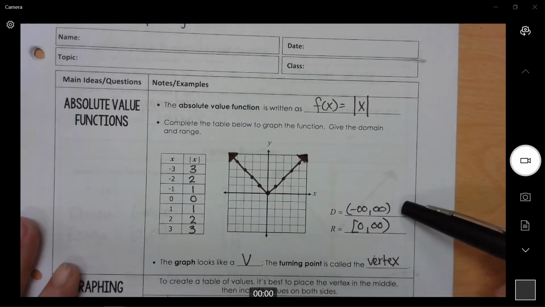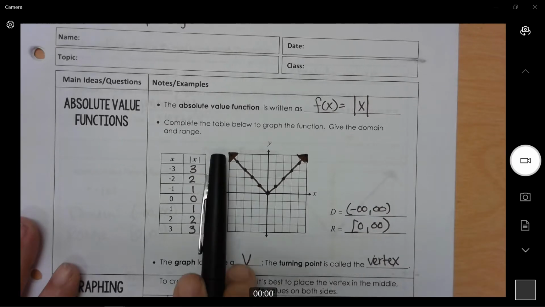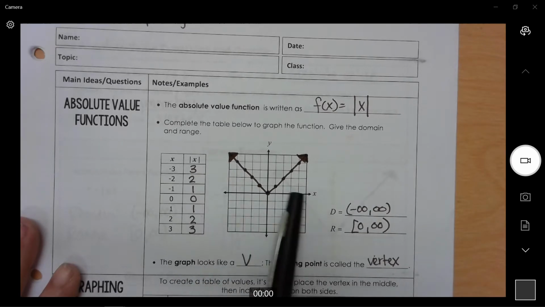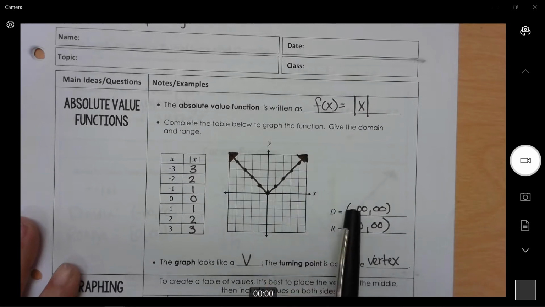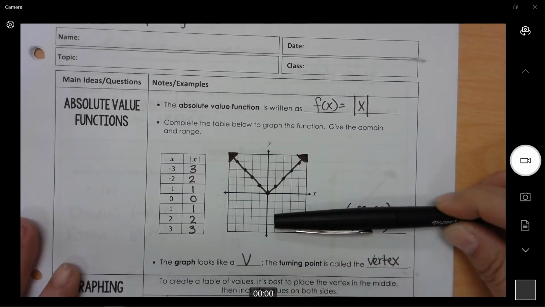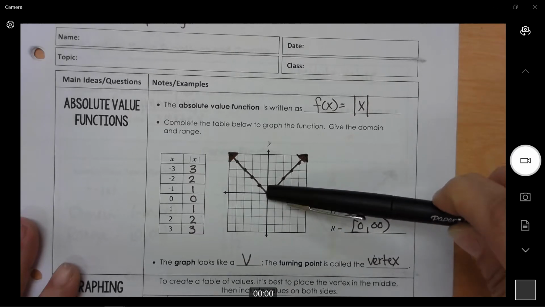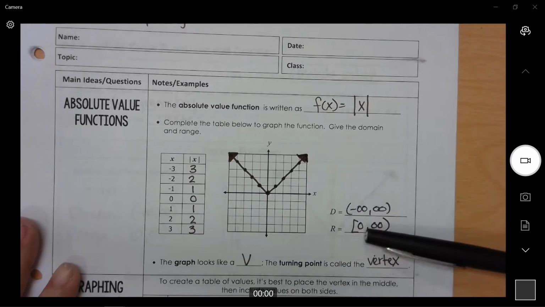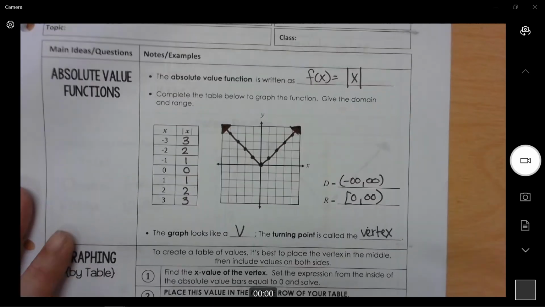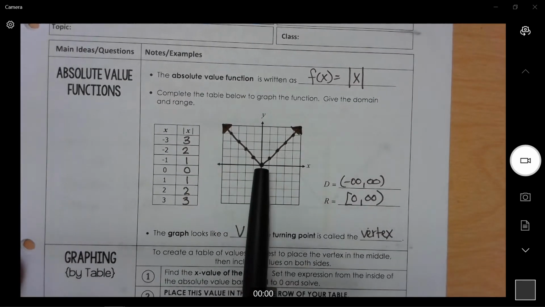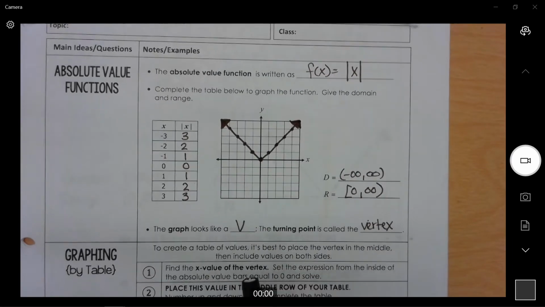Our domain is all real numbers because we're starting from the left and we see an arrow going all the way across, no breaks, and we see another arrow, -infinity to infinity. For range, we start at the bottom, and the first place we see it is at 0, and it exists, so it's bracket 0 to infinity. Okay, the point where they do change, the turning point, is called the vertex, also called the inflection point.